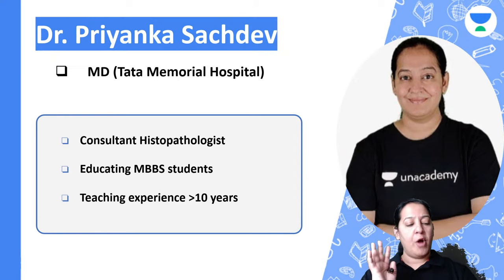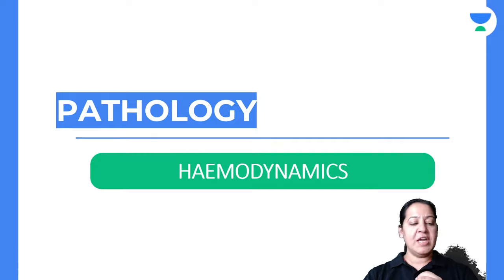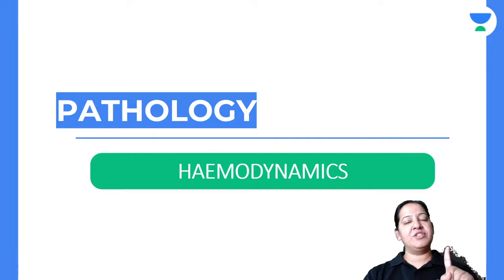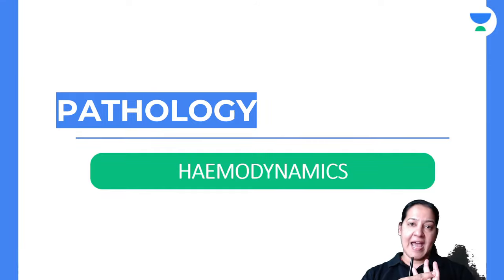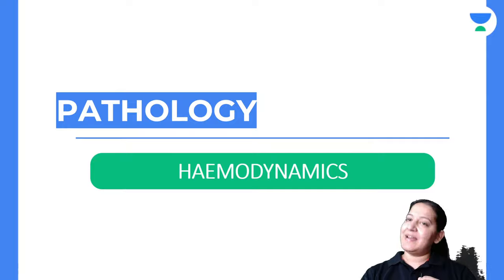So today's topic which I'm going to cover is hemodynamics. It is a topic from general pathology. We have started general pathology. We have already covered the first chapter in general pathology, that is cell adaptations, cell injury and cell death, that is apoptosis and necrosis, in the last 2 days. Now I'm starting the second chapter from general pathology, that is hemodynamics.